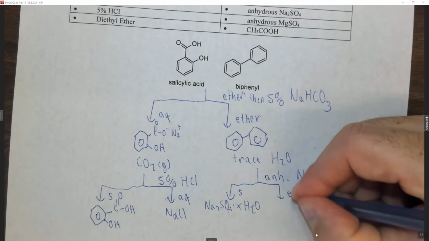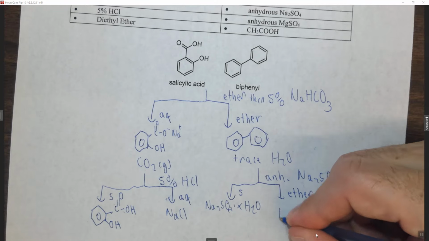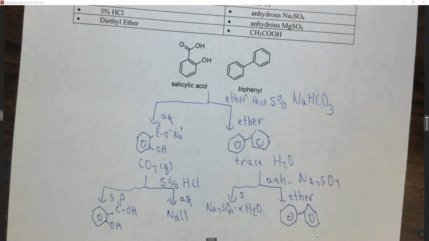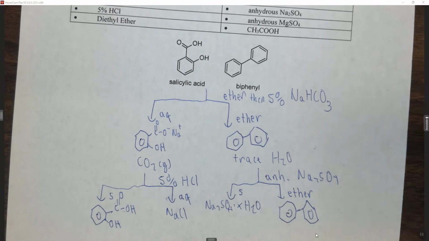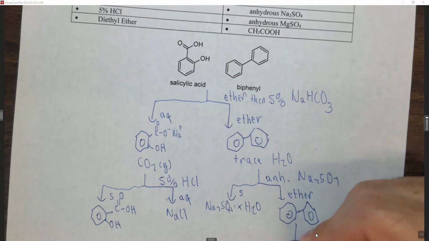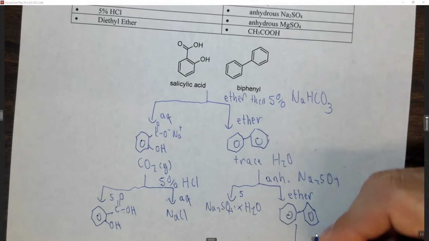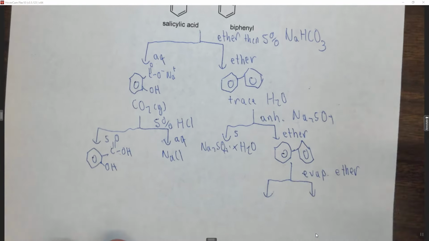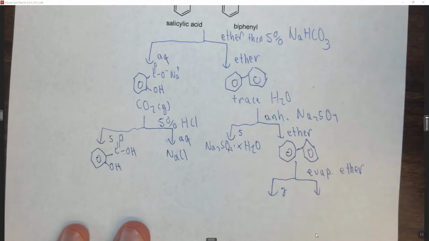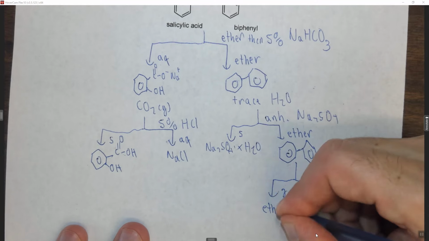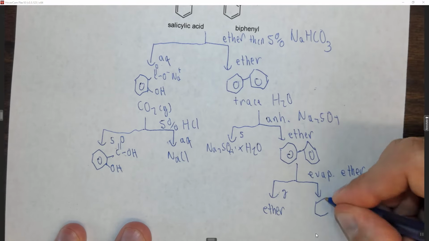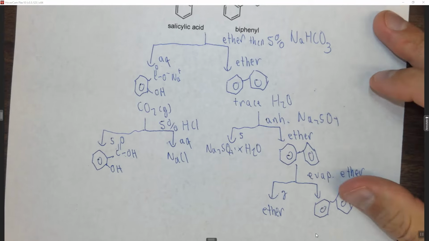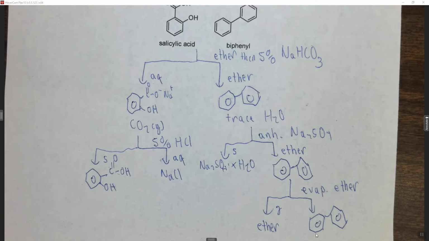And we're going to end up with an ether layer, which is going to contain our neutral molecule, and ether, of course, because it's the ether layer. So you could write ether again or just have the ether here. I think it's probably the same thing. Then we're going to use the solvent evaporator. So we're going to evaporate our ether. And when we evaporate our ether, we get a gas, which will recondense, which is our ether, which will be separated from our neutral molecule, our biphenyl here. So this is how you're going to separate these two molecules in an acid-base extraction.